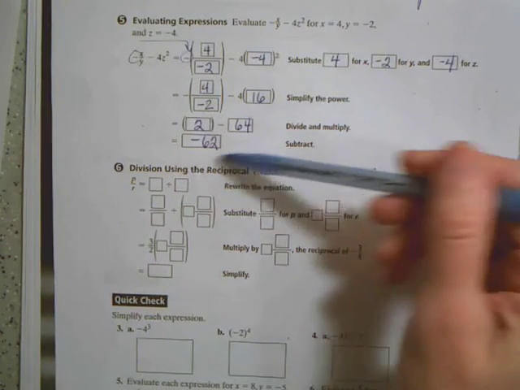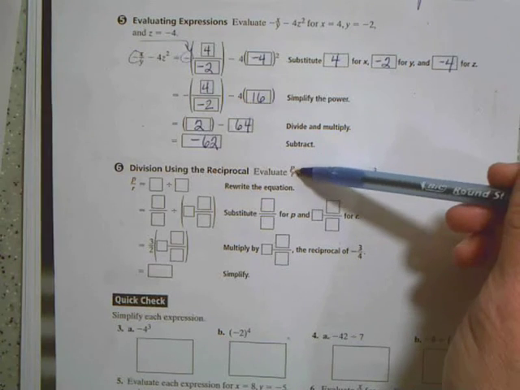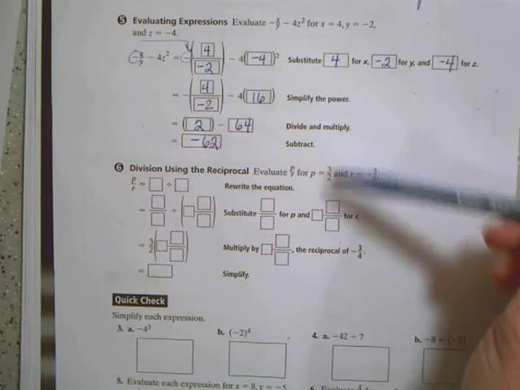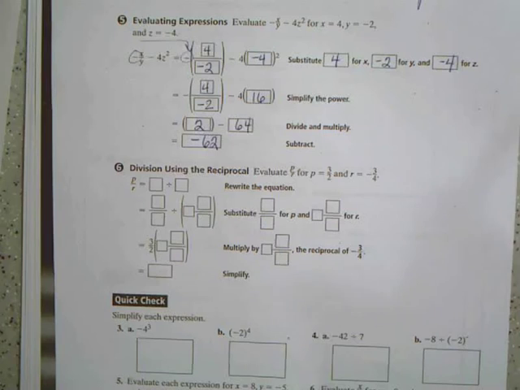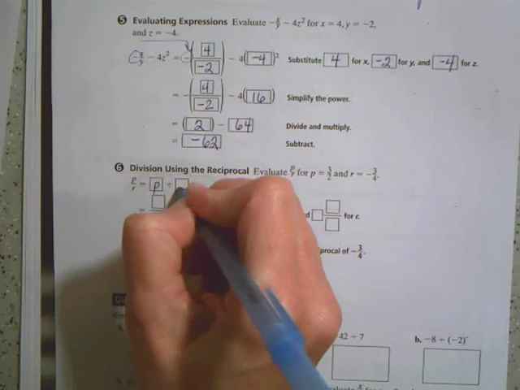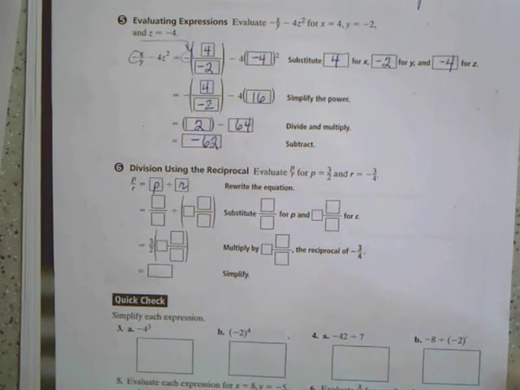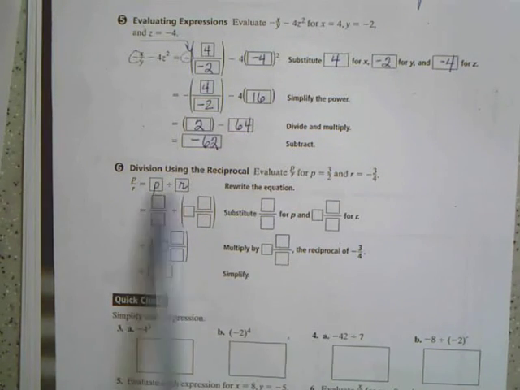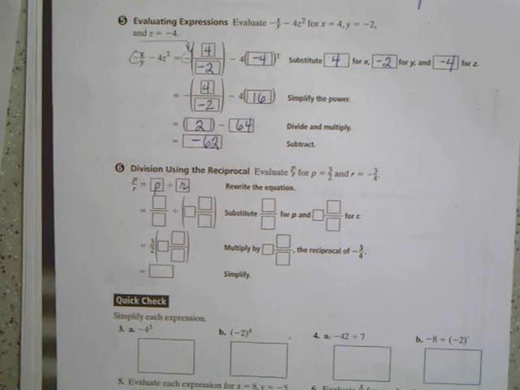Next one, using the reciprocal. Evaluate p divided by r for p equal to 3/2 and r equal to negative 3/4. Okay, so p over r means p divided by r. And because these are two fractions, it's going to be more user-friendly to think of it this way. So we write it that way.